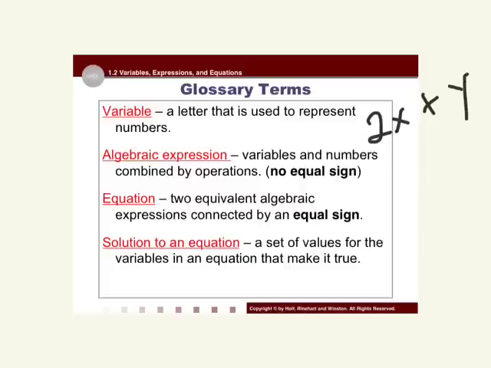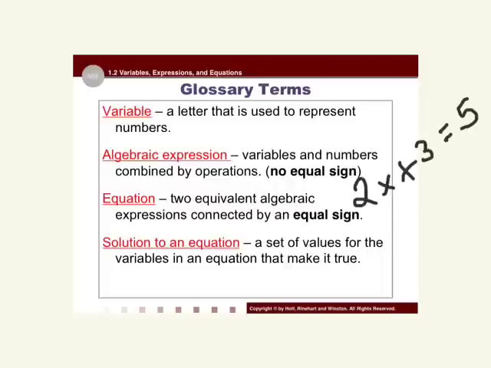Now an equation is two equivalent algebraic expressions connected by an equal sign. So the main thing is that an equation has an equal sign, and so I could have 2x plus 3 equals 5. Now that represents an equation because of the equal sign.